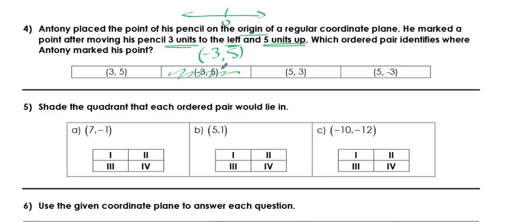Shade each quadrant that each ordered pair would lie in. So I'm just going to sketch the quadrants. 1, 2, 3, 4. 7, -1, we would move 7 to the right, and down 1, it would be somewhere down there. That's the fourth quadrant. 5, 1, +5, up 1, and it would be somewhere around there. That's quadrant 1. -10, -12, that means move to the left 10, down 12, somewhere in that bottom left corner. That is quadrant 3.